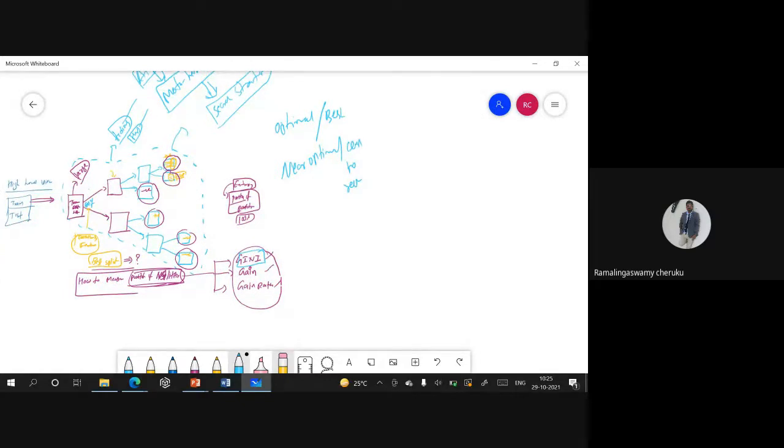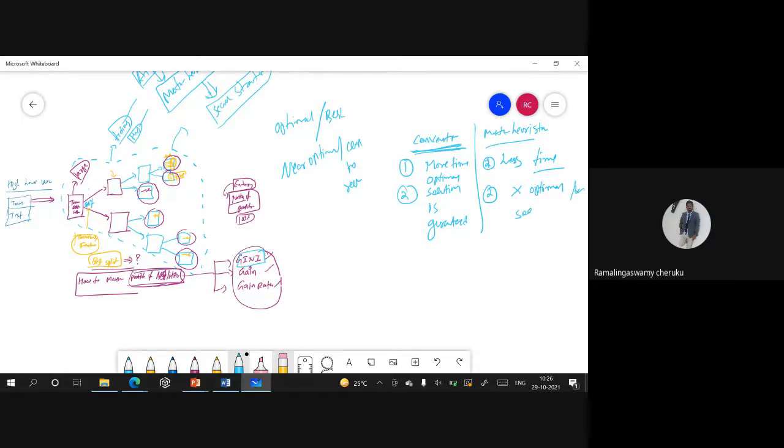So what is the advantage of this? Suppose there is a conventional technique and there is a meta-heuristic technique. In the conventional technique, to solve a particular problem, it takes more time. In the meta-heuristic, it takes very, very less time. But on the other hand, in the conventional technique, the optimal solution, that means the best solution for the problem, is guaranteed. Here, we cannot guarantee the optimal solution, the best solution, but you can get a near optimal solution. So what do you mean by near optimal solution? The solution which is very close to your actual solution.